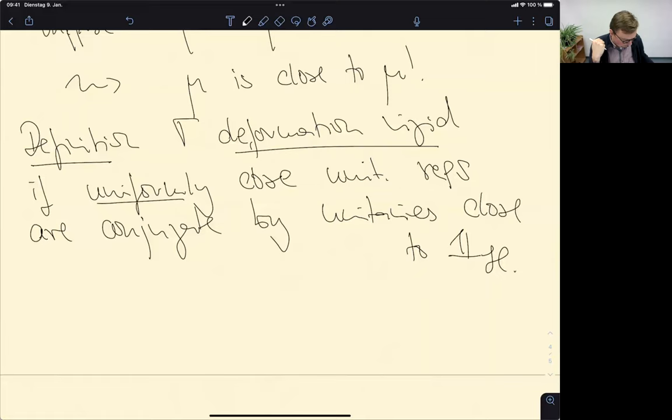Okay, thank you. Let me ask you, does deformation rigidity mean that the Fell topology is discrete on the irreducible representations of this group? No. I mean, being compatible with the uniform norm is a very, very strong requirement. It's much, much stronger than saying that you have a sequence of representations that converge in the Fell topology. In the Fell topology, you first of all don't have to act on the same Hilbert space, but even if you do, you only need pointwise convergence in the strong operator topology. You don't have to have uniform convergence in the operator norm. That's a much, much stronger form of convergence.